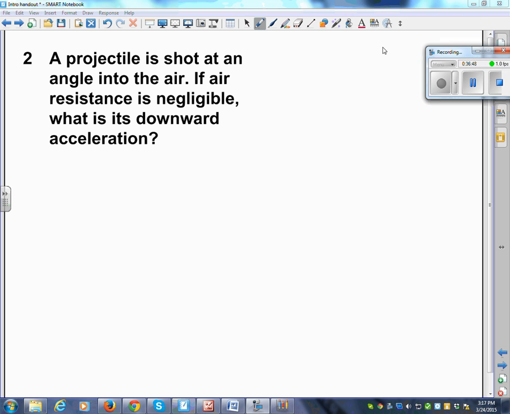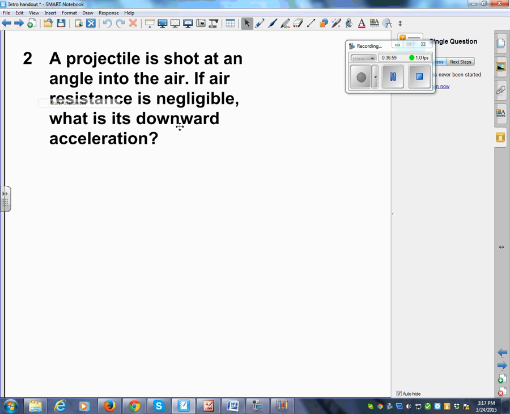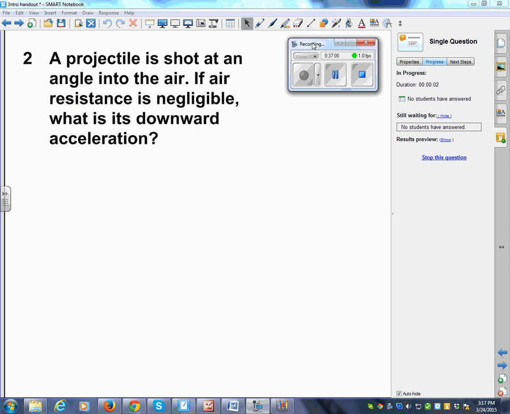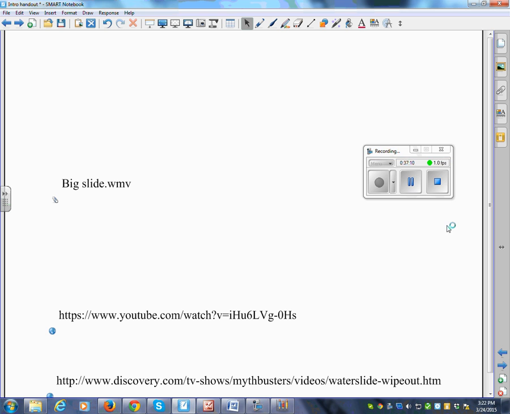Okay, a couple more questions and then the videos. A projectile is shot at an angle into the air. If air resistance is negligible, what is its downward acceleration? I'm looking for a number. Exactly. Have you seen this?